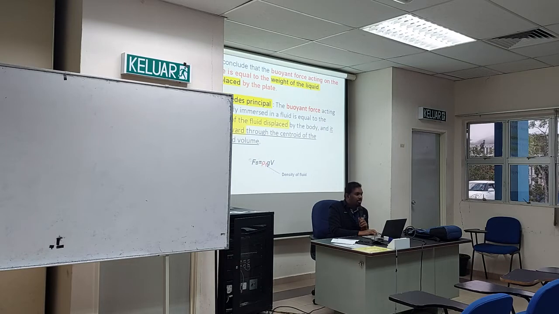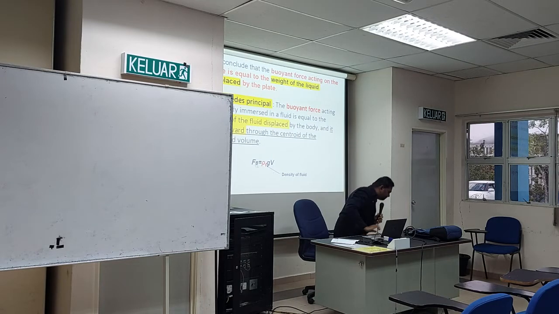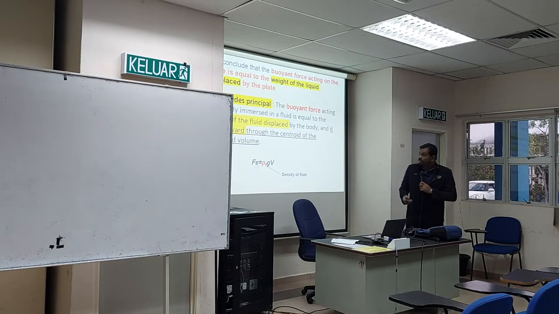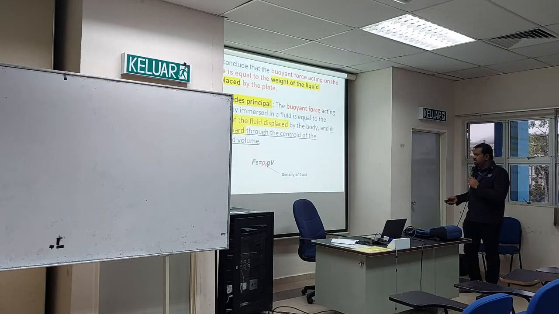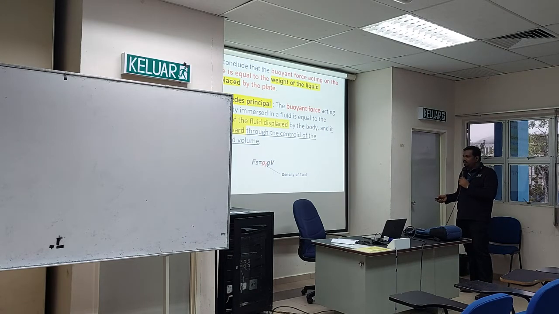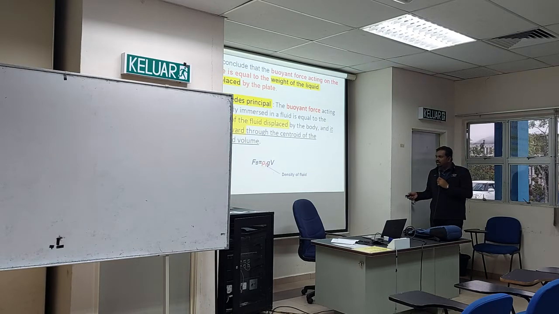Buoyant force we always call FB. Not Facebook, FB, force buoyant. When you see FB, you need to know that it is explaining the buoyant force. So FB equals rho F, the density of the fluid, times gravity and the volume.